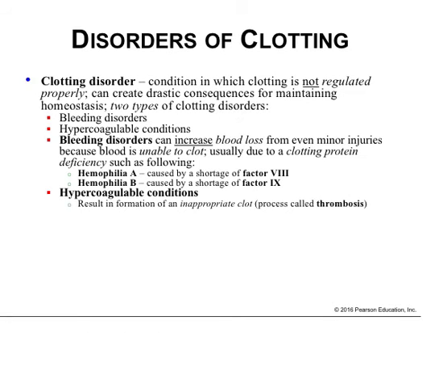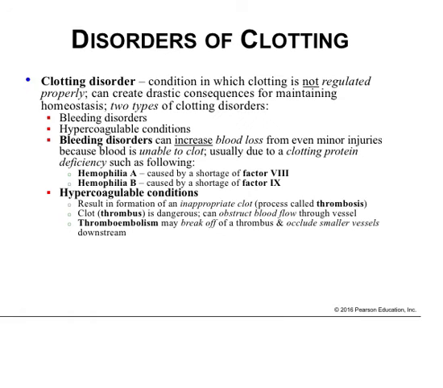Hypercoagulating conditions result from inappropriate clot formation, known as thrombosis. The clot is dangerous and can obstruct blood flow through vessels. If this happens in the brain, it can cause a stroke. In the lungs, it can cause pulmonary infarction, and in the heart, it can cause a myocardial infarction. Thromboembolism can break off a thrombus and occlude smaller vessels downstream.